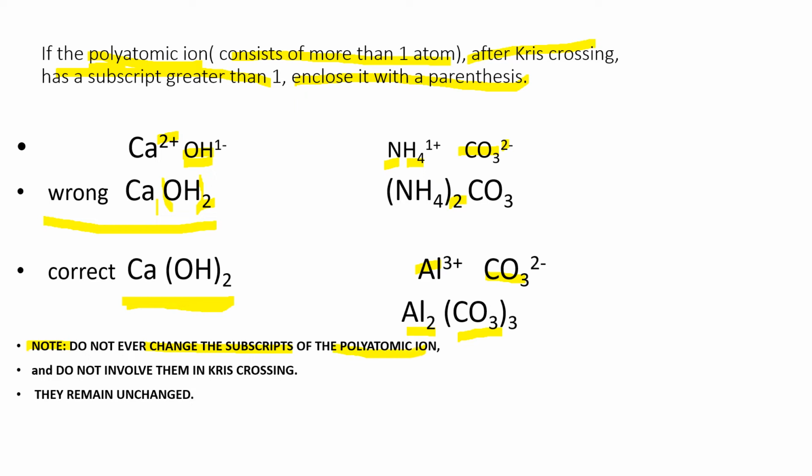Now note, do not ever change the subscripts of the polyatomic ion. So look, the polyatomic ion NH4 remains NH4. CO3, see, CO3 in the formula. And do not involve them in crisscrossing. Do not involve the subscript of the polyatomic ion in crisscrossing. They remain unchanged.